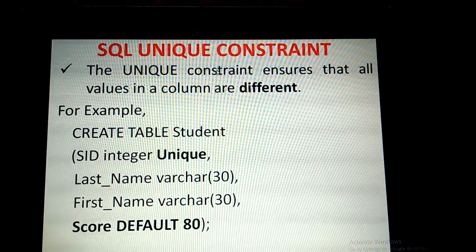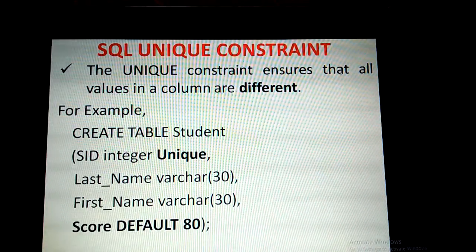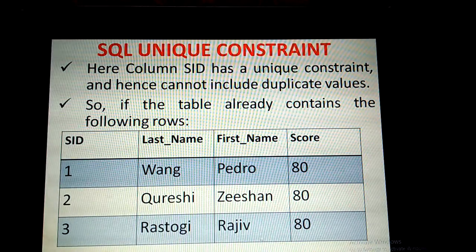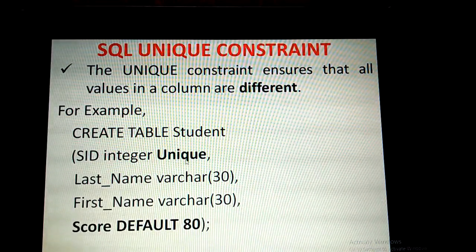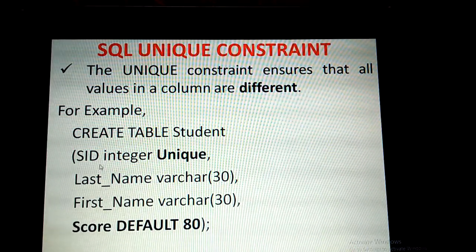Now we will see the unique constraint. We will take the same example here. The unique constraint is assigned for SID, so it ensures that all the values in a column are unique. For example, if you have a table like this, 1, 2, 3, and the last name, first name are all different, and the score is the same, but SID is different, because here we are going to discuss how the unique constraint works on this particular column SID only.